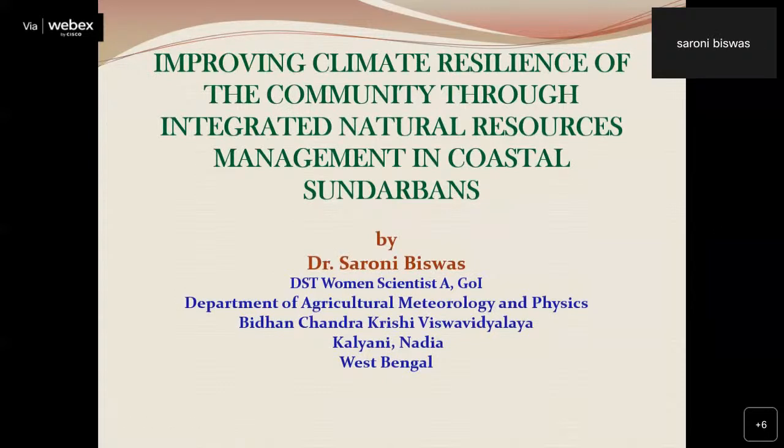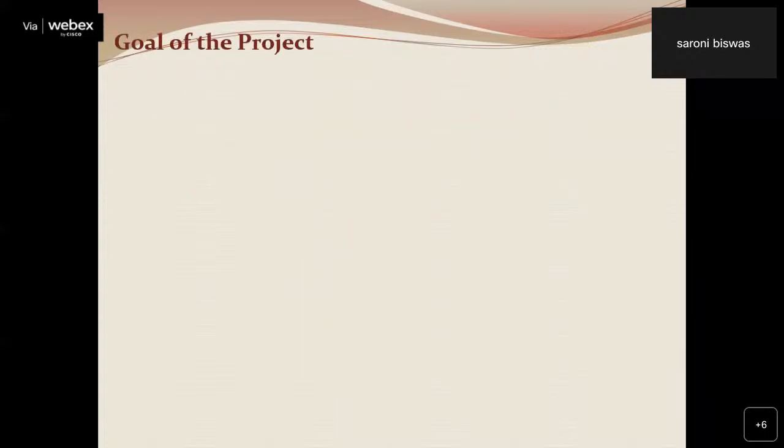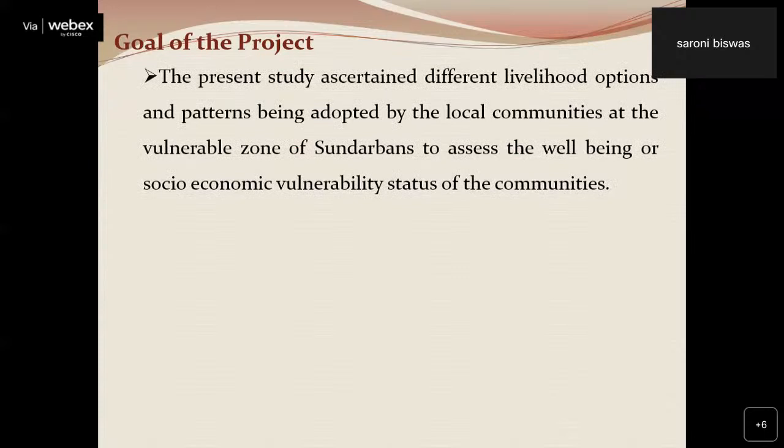So without much discussion or introduction, I'm directly moving on to the topic: improving the climate resilience of the community through integrated natural resource management in coastal Sundarbans. Here I will just highlight the different strategies which have been adopted in the Sundarban region, and how they are enhancing the life and livelihood of the people of that area. It is part of a project funded by CGRF Washington DC, and the implementing agency was DRCSC Kolkata. The goal of the project was to ascertain the different livelihood options and patterns adopted by the local communities, and to assess the socioeconomic vulnerability status of the community.